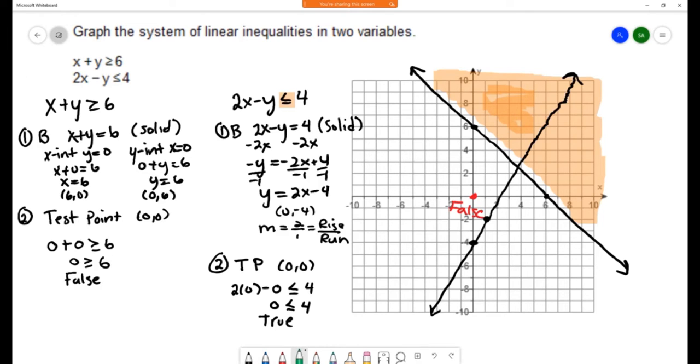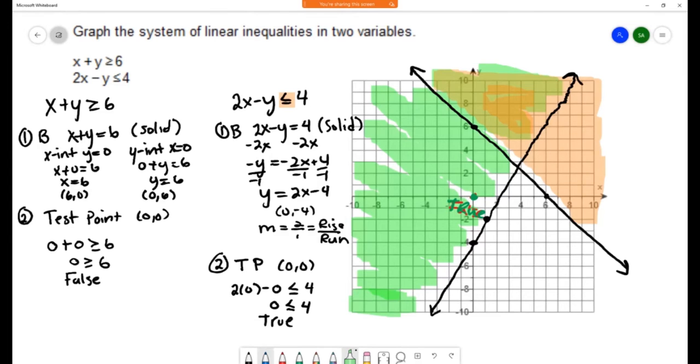So this time our test point of 0, 0 came out to be true, and it's above the line, so we're going to shade above the line. Let me choose a different color here so we can distinguish it. So I'm shading above the line. And all the ordered pairs that are shaded in green and the ordered pairs that are on that boundary line make the second inequality true.